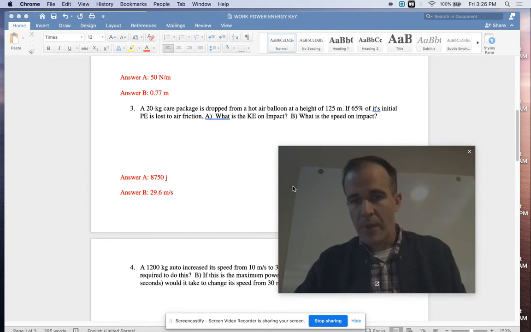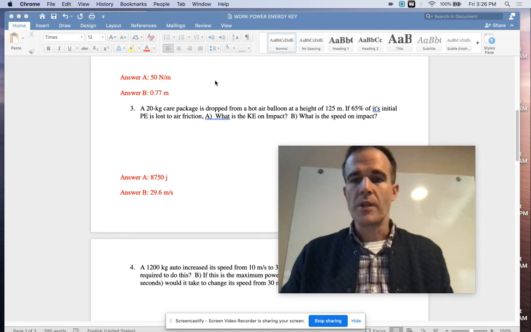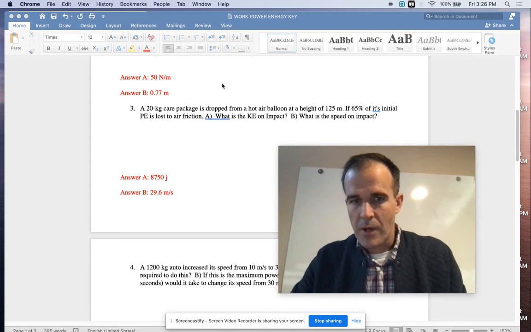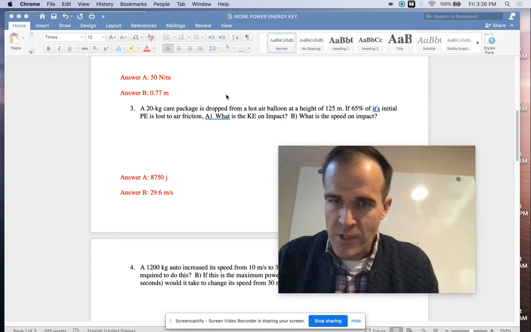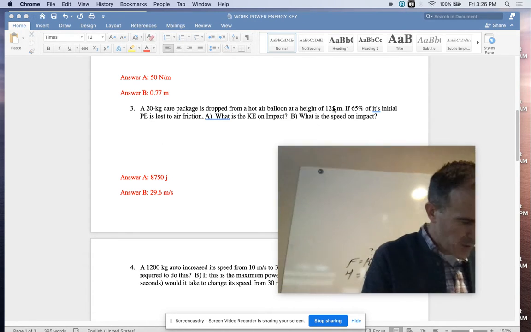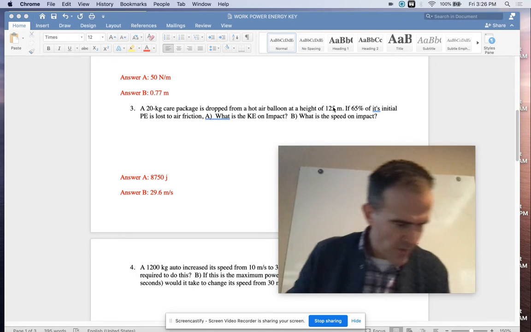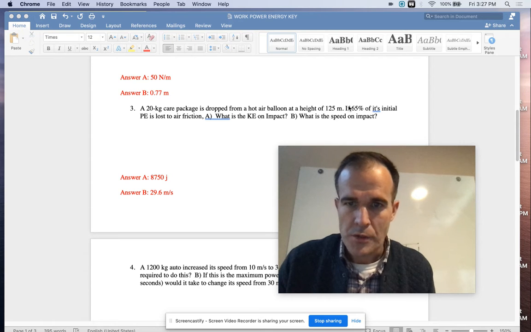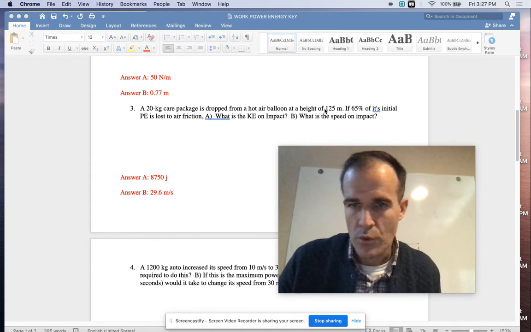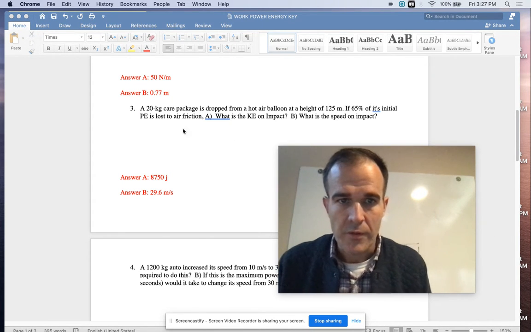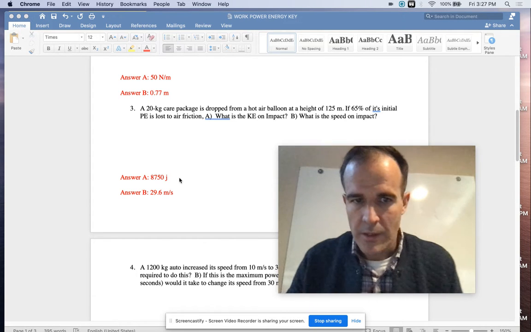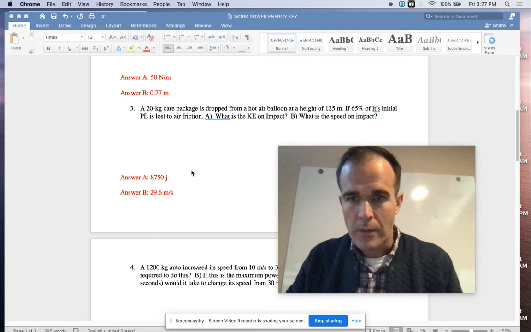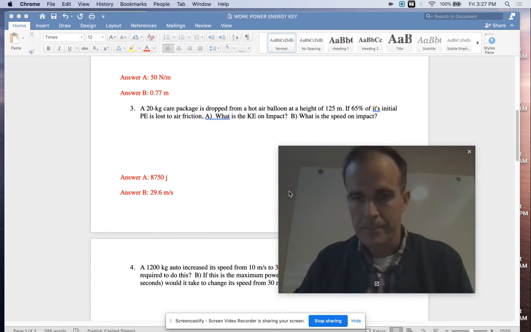So, KE on impact in a vacuum would have been whatever PE was at the top. So really just figure out potential energy at the top, 20 times 10 times 125. I have that somewhere. Yeah, is that 25,000 joules? And then if you figure out 65% of that's lost, or take your 25,000 joules and multiply by 0.35 and figure out what's left, that's where the 8,750 comes from. Set that equal to 1/2 mv squared, and you can pull the v out of that. Go for it.